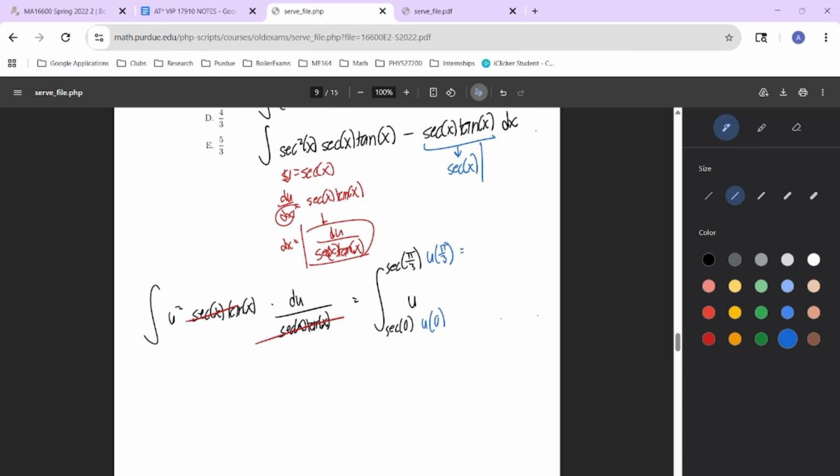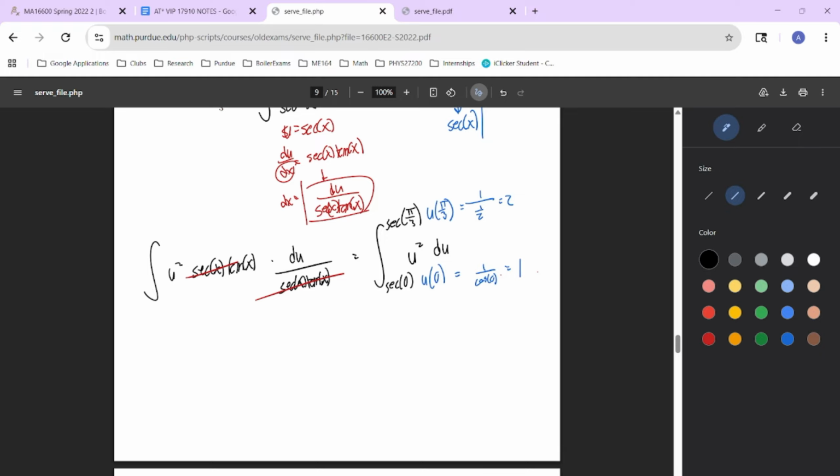Secant of pi over 3 would just become 1 over 1/2, which is equal to 2. u of 0 is equal to 1 over cosine of 0. As we know, cosine of 0 is equal to 1. And there are our bounds of integration. So it's the integral from 1 to 2 of u squared du.